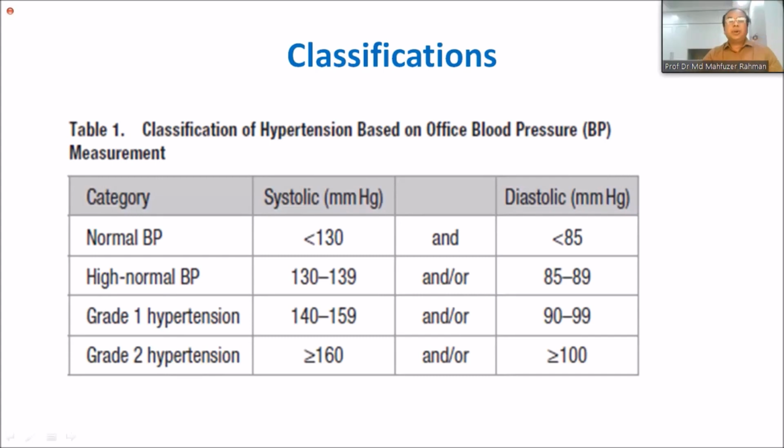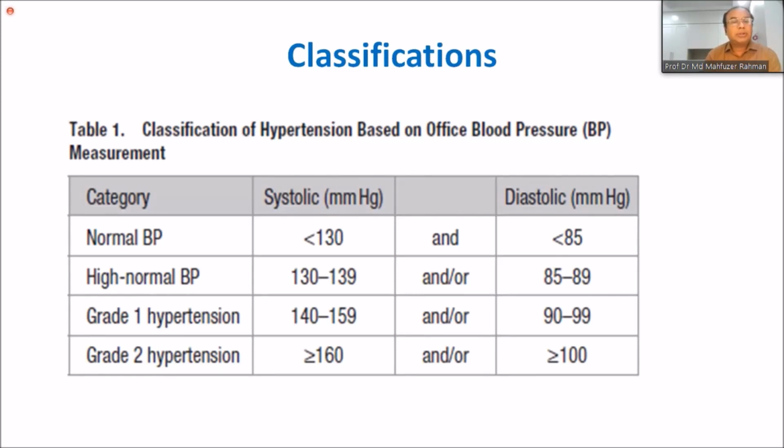Then the classification of hypertension based on office blood pressure measurement. Blood pressure measurement in office settings or out-of-office settings. In out-of-office settings, there is home blood pressure measurement, and another is 24-hour ambulatory blood pressure measurement. In office blood pressure measurement, normal blood pressure is said whenever there is systolic blood pressure less than 130 and diastolic less than 85 millimeters of mercury. You see there is a word 'and': both systolic and diastolic should remain within the normal range, that is less than 130 and less than 85 diastolic.